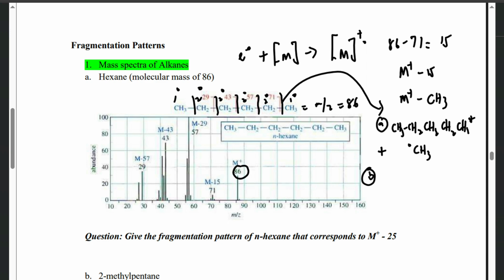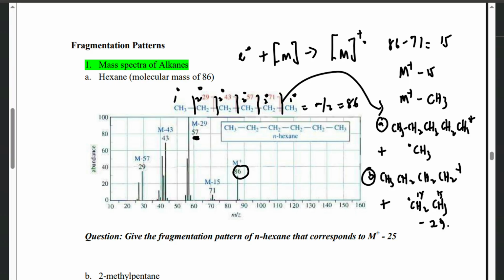We can also fragment it here. When we fragment here, we are going to have CH3, CH2, CH2, CH2 positive plus a CH2 CH3 radical. So this is minus 15, this is 14, so minus 29, right? That should give us 57, M minus 29. This one will give us this 57 here.